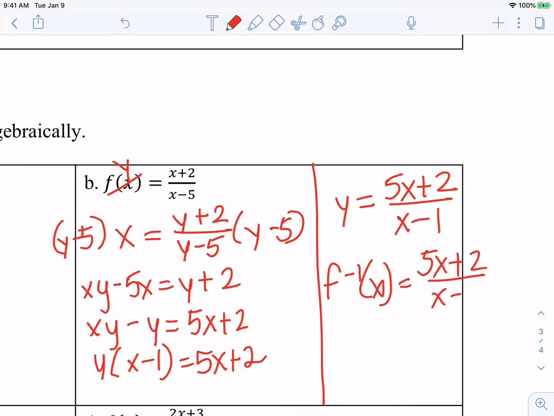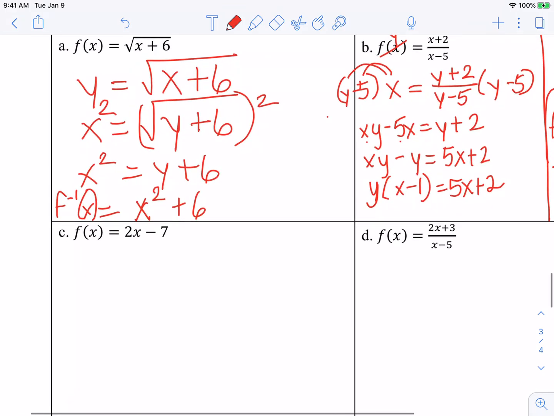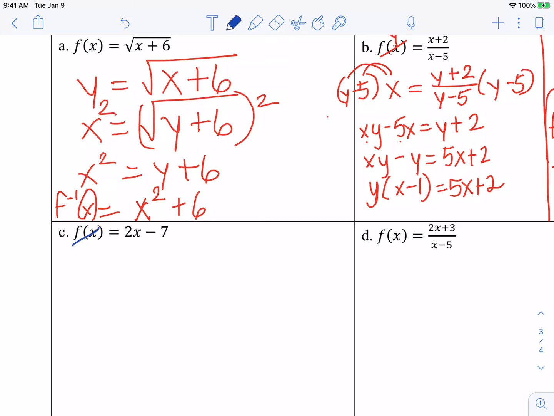So that one's a little tricky because you do have to simplify it, essentially distribute this x. So we get xy minus 5x. Get all the y's to one side and then factor out a y and then divide by x minus 1. This one's not so bad. We're going to again rewrite that with a y and then interchange x and y.